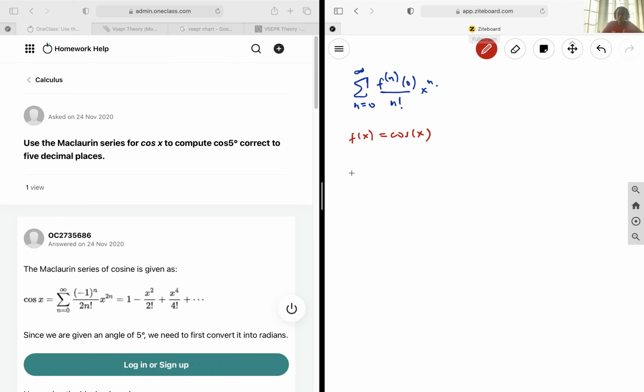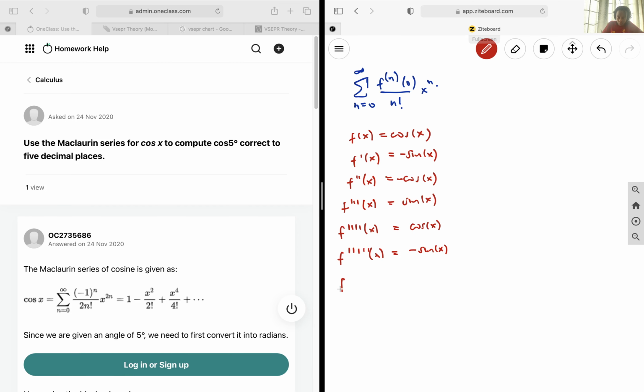So let's go ahead and calculate the first couple of derivatives. The derivative of this is going to be negative sine of x. The derivative of that is negative cos of x. And this will give us sine x, then cos x, and you just keep going back and forth. 3, 4, 5. Let's go ahead to the sixth one. 3, 4, 5, 6.